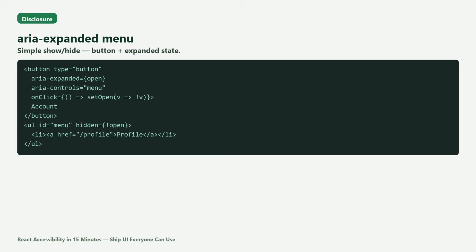Hide closed panels so they leave the tab order. Keep links inside as real anchors. This disclosure pattern covers account menus, filters, and FAQs without inventing custom roles. If drag and drop reordering is mouse only, add move up and move down buttons with clear names. Enhancements are fine. Exclusion is not.